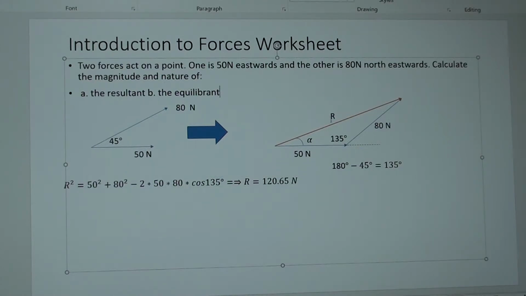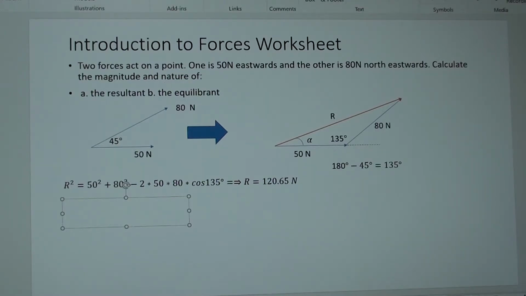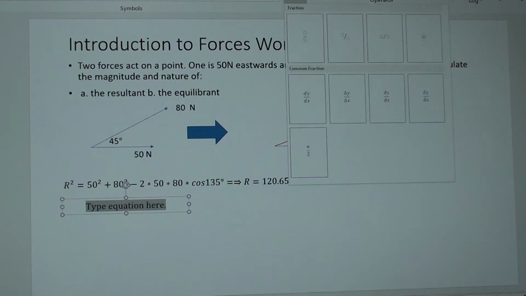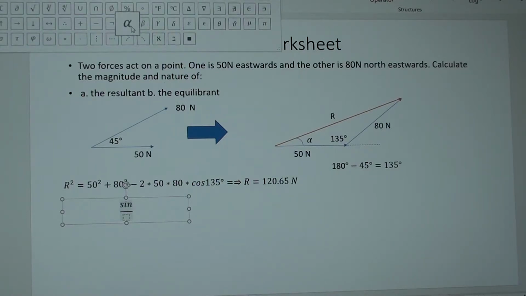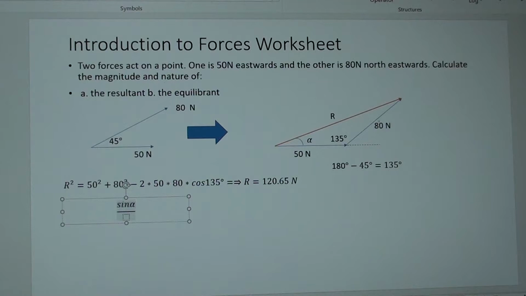And now, since we determined the value of R, we need to determine the value of alpha. Using the same principle of mathematics, the sine rule, I need to write a new equation. I'll put this here using again the equations editor, which is really helpful. So first of all, sine alpha, opposite to sine alpha is the 80 newtons, so I'll write 80 equal to what?